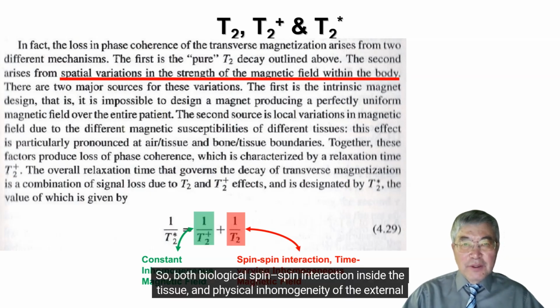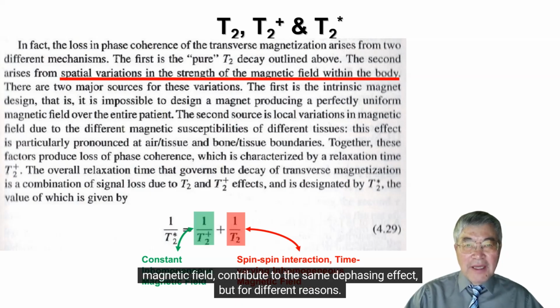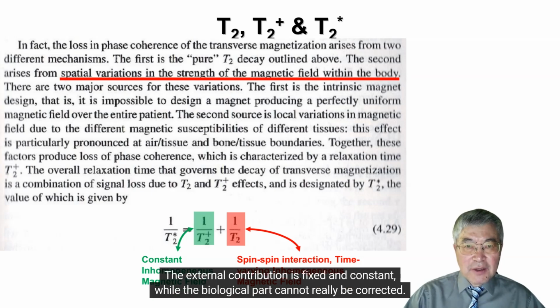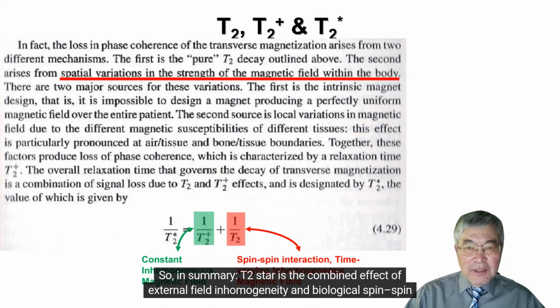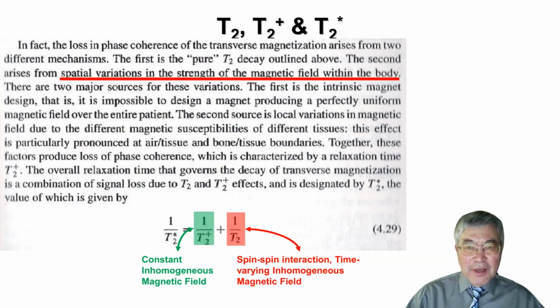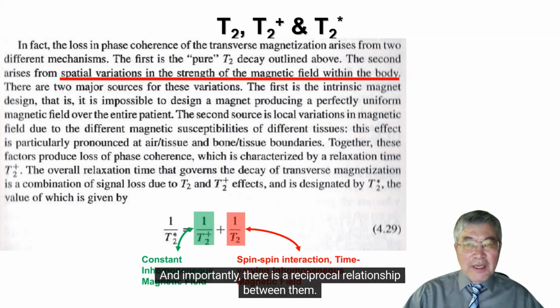So, both biological spin-spin interaction inside the tissue and physical inhomogeneity of the external magnetic field contribute to the same dephasing effect, but for different reasons. The external contribution is fixed and constant, while the biological part cannot really be corrected. When we combine these two, we call the result T2 star. The external field inhomogeneity alone is called T2 prime. So, in summary, T2 star is the combined effect of external field inhomogeneity and biological spin-spin interaction. And importantly, there is a reciprocal relationship between them.